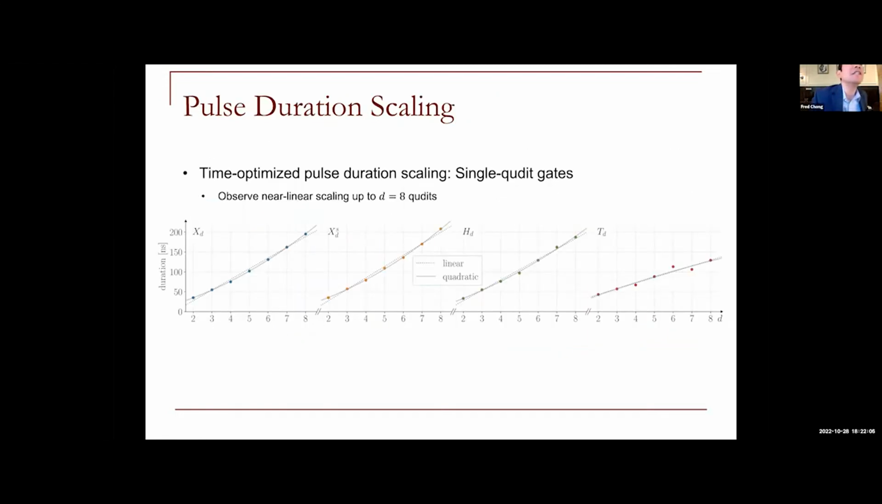And what we found was, for a number of different qubit gates, you can look at the scaling of the gate duration, and on the x-axis, we have the radix from qubit to qtrit to qquart all the way up to 8 levels, or qoct. And you can see that the theory would predict it's still quadratic, but it's nearly linear in the region that we care about. In particular, the cost of qquarts is much lower than we might think.